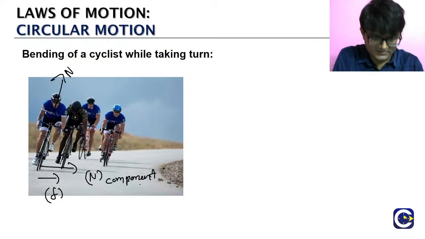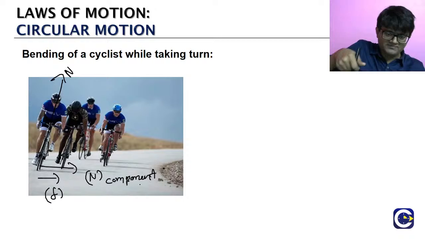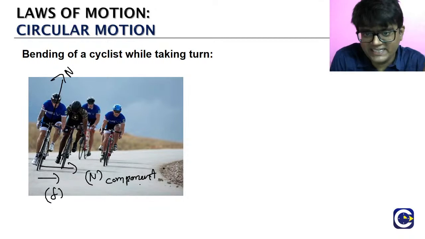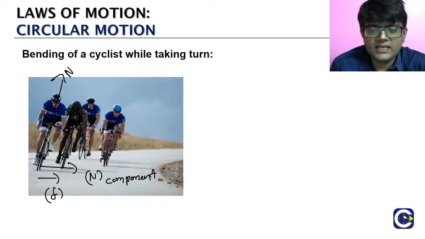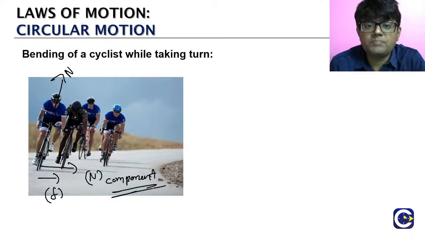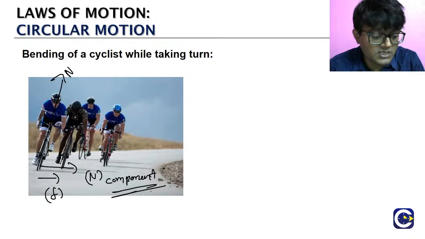If you are taking a turn to the left side, you will bend the cycle to the left. Nobody will be bending it to the right side. Clear? This is one of the practical observations that we see, people trying to help by providing a component of the normal reaction to support the circular turn.